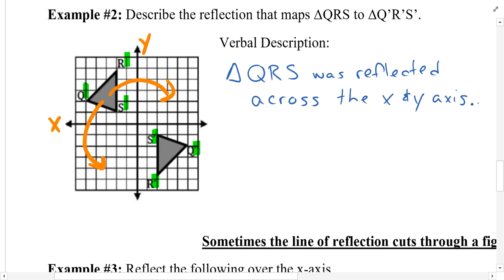So either both at the same time, or you can say it was reflected over the X and then the Y, or it was reflected over the Y and then the X. But I think it's sometimes easier to say that it was reflected across, you could even say both the X and Y axis.